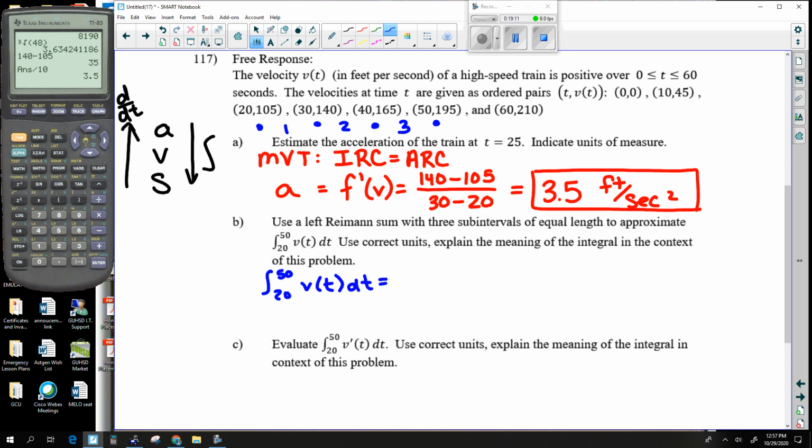The first has a base of 10, the second has a base of 10, and the third has a base of 10, so that's good. So the left-hand y values are 105, 140, and 165. It does not include the 195 because that would be a right hand.